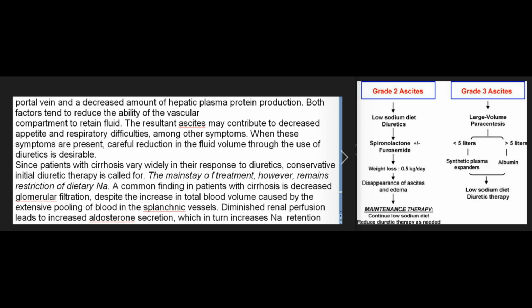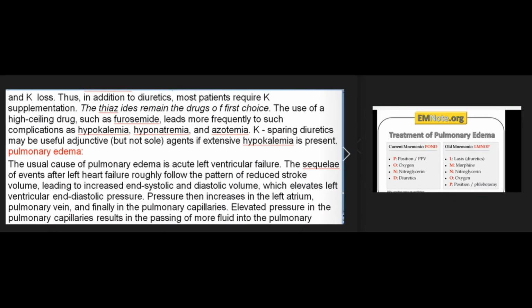Since patients with cirrhosis vary widely in their response to diuretics, conservative initial diuretic therapy is called for. The mainstay of treatment, however, remains restriction of dietary Na. A common finding in patients with cirrhosis is decreased glomerular filtration, despite the increase in total blood volume caused by the extensive pooling of blood in the splanchnic vessels. Diminished renal perfusion leads to increased aldosterone secretion, which in turn increases Na retention and K loss. Thus, in addition to diuretics, most patients require K supplementation.